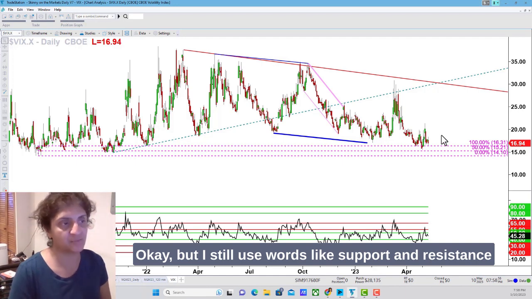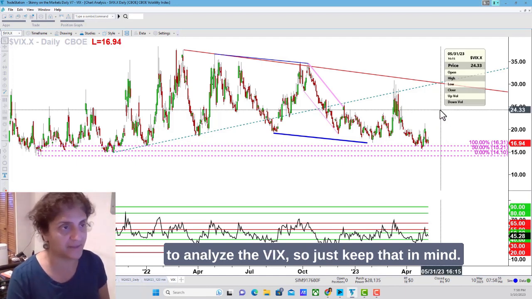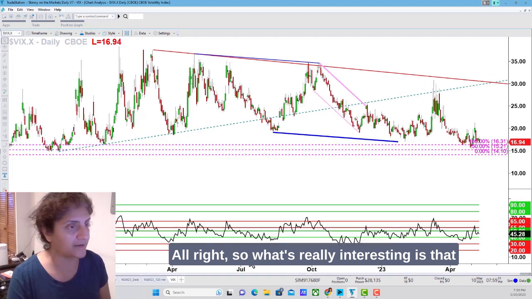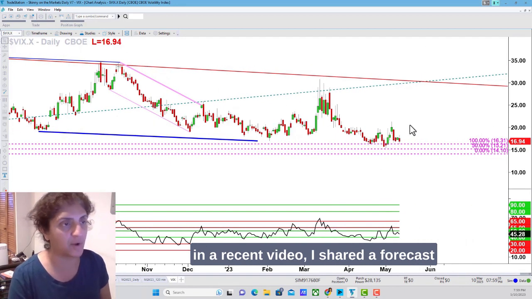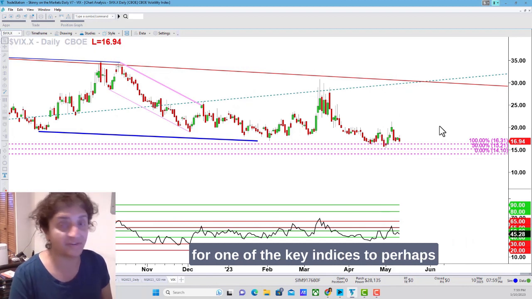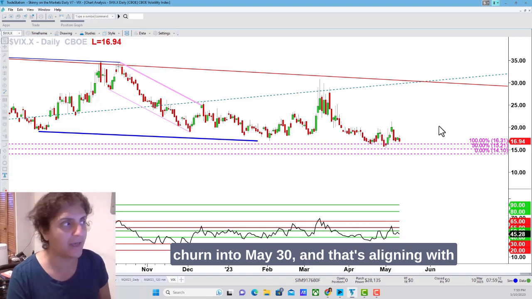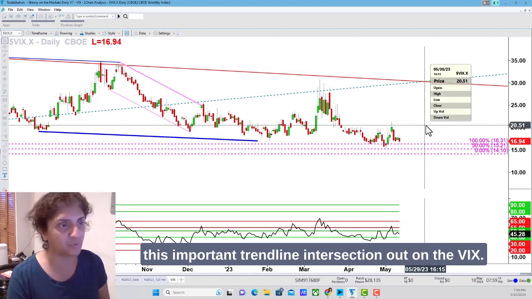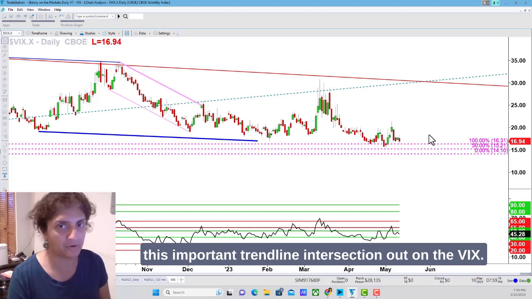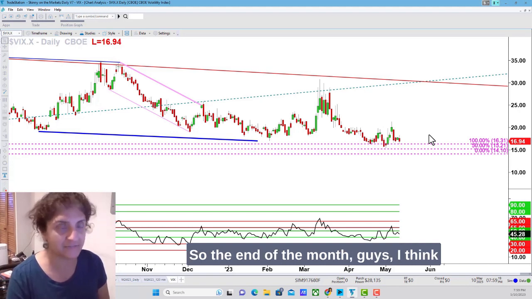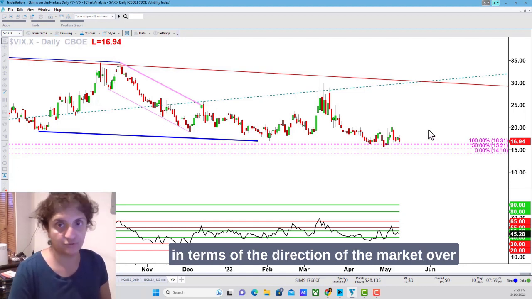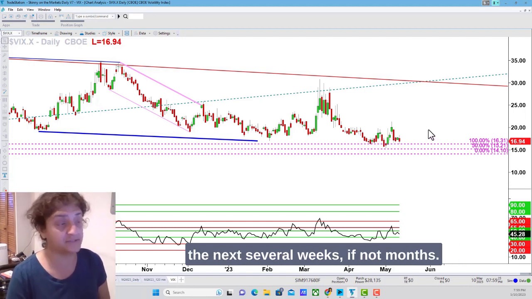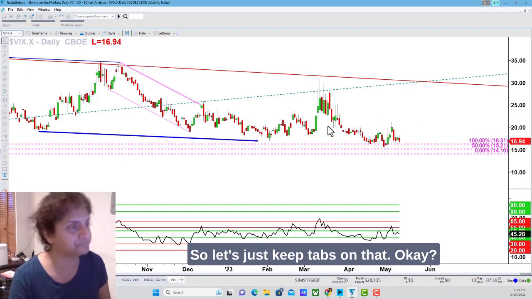But I still use words like support and resistance to analyze the VIX. So just keep that in mind. All right. So what's really interesting is that in a recent video, I shared a forecast for one of the key indices to perhaps churn into May 30th. And that's aligning with this important trendline intersection out on the VIX. So the end of the month, guys, I think is going to be a very high importance time in terms of the direction of the market over the next several weeks, if not months. So let's just keep tabs on that, okay?